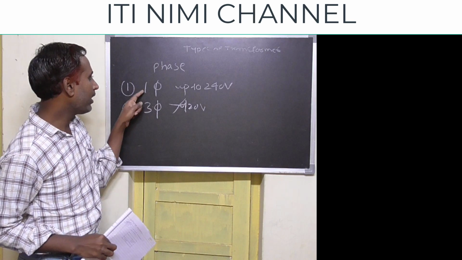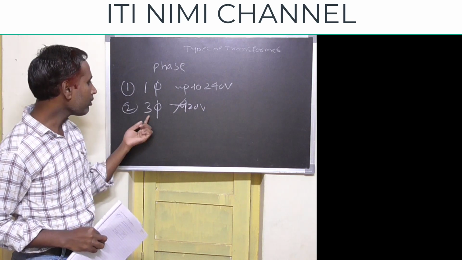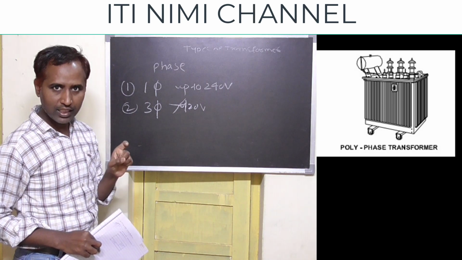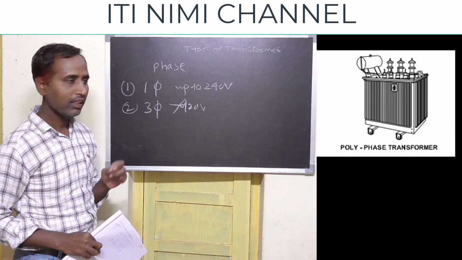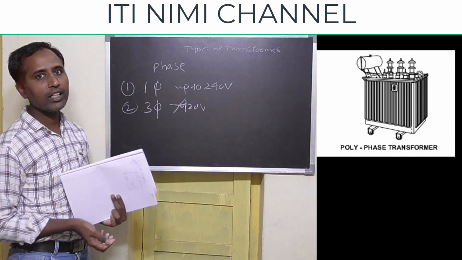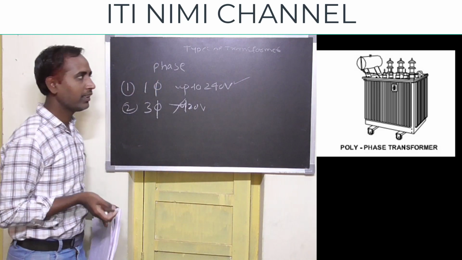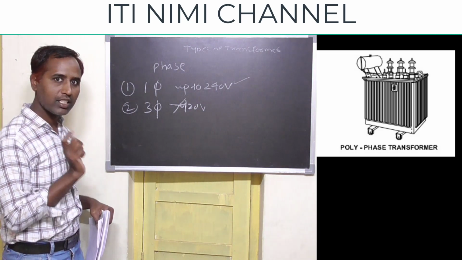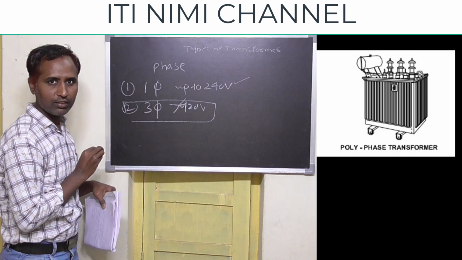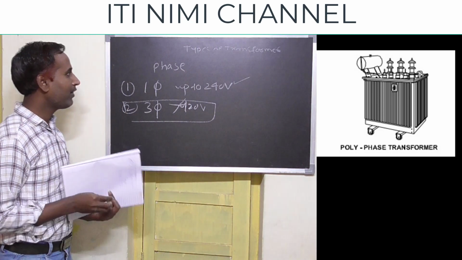So the question is, where are single phase transformers used and where are three phase transformers used? We know that three phase transformers are used in industrial applications and power distribution. Single phase transformers are used in our houses, where the voltage required is normally 240 volt. They are also used in industry, but mainly three phase transformers are used in industrial applications. Okay friends, this is clear.